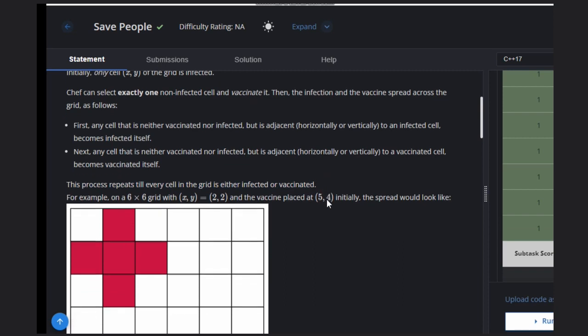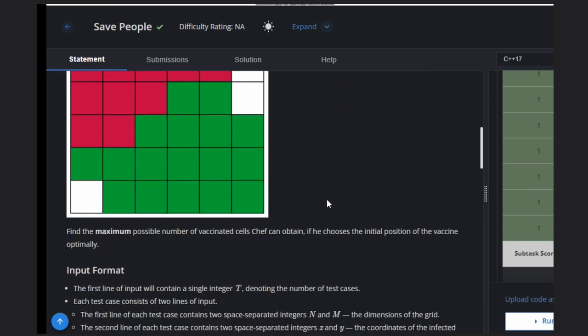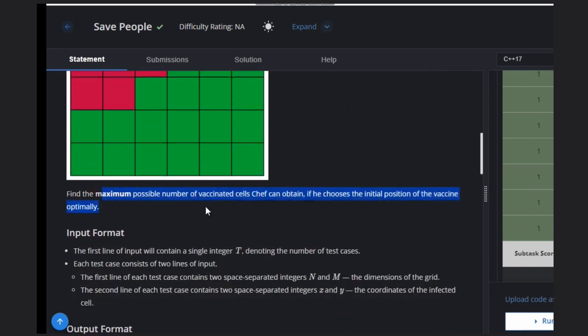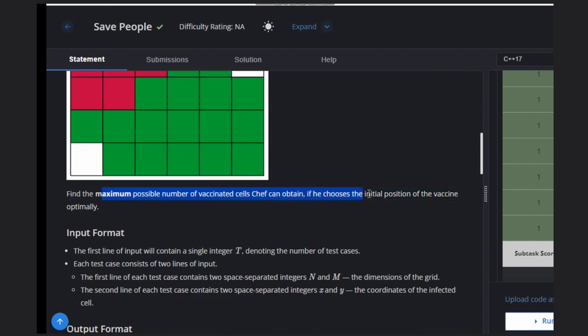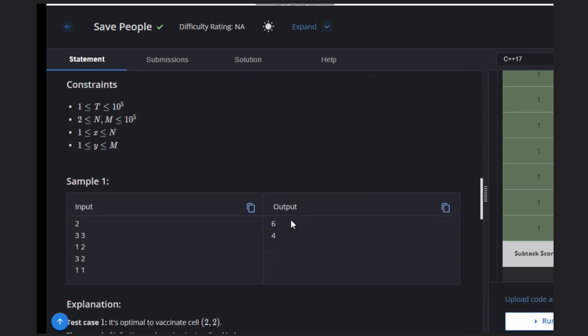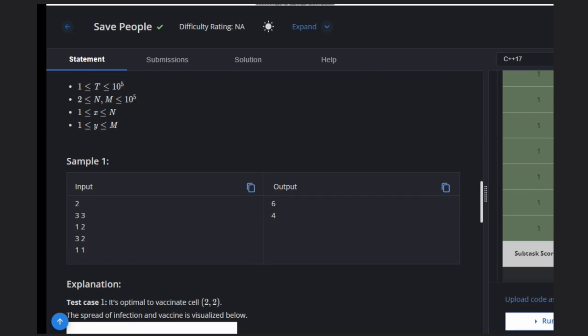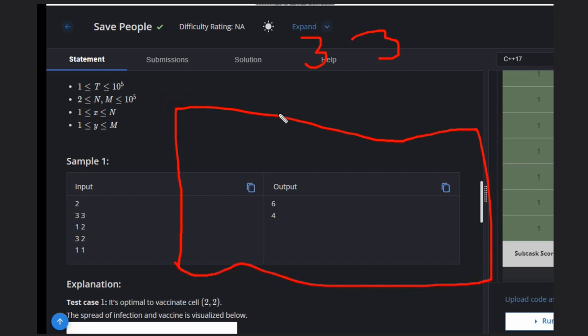That is the case. So we need to find the maximum possible number of vaccinated cells that Save can obtain if he chooses the initial position of the vaccine optimally. Okay. So let's see the example. In the first case, we have a 3 cross 3 matrix. So we will draw that. So it's 3 cross 3.